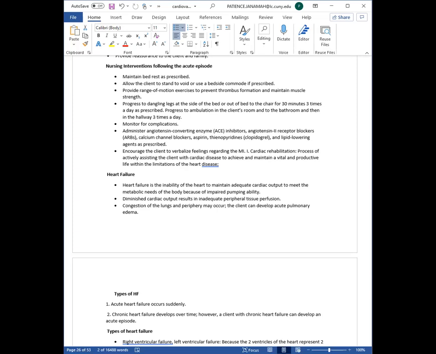So with the patient who has an acute episode of MI, you want to maintain them at bed rest. You want to allow the client to stand to void or use a bedpan. You want to provide range of motion exercise to prevent thrombus formation and maintain muscle strength. You want to progress to dangling legs at the side of the bed or out of bed to chair for 30 minutes, 3 times a day as prescribed. And then you progress to ambulation. This is teaching. Nursing intervention.